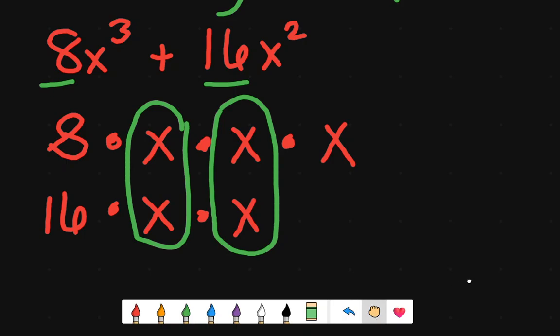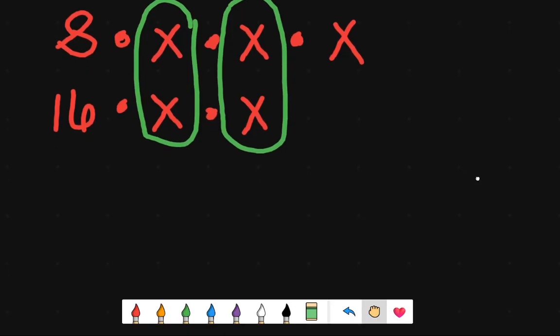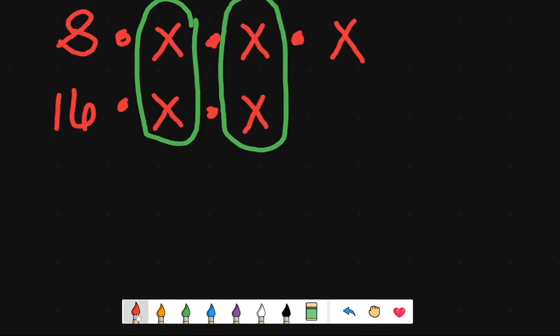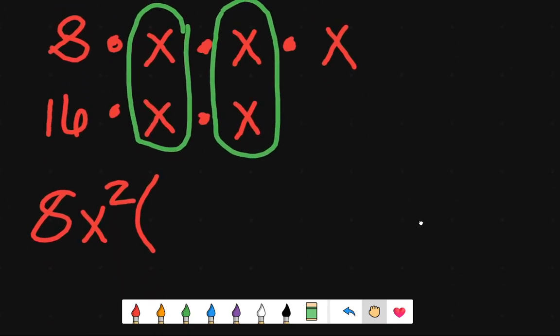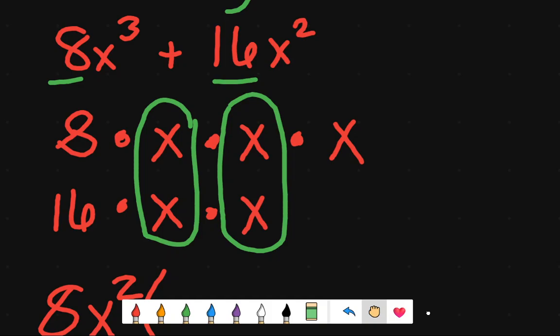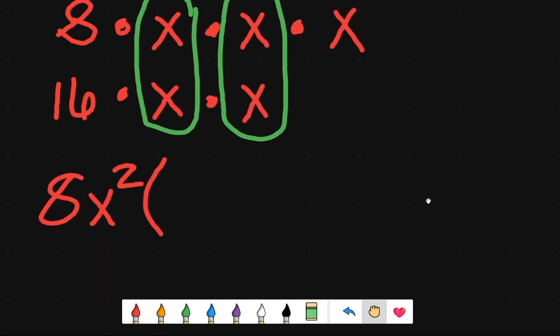Now I've already established that the greatest common factor between 8 and 16 is actually 8. So we can factor out the 8. And how many variables do they have in common? They have 2. So it'll be 8x squared, okay? So this is what will be factored out. Then you can put your parentheses, and then you go to the process of saying, what do I multiply 8x squared by to get 8x cubed, or 8x to the third power? What variable times 8x squared would give you 8x cubed?